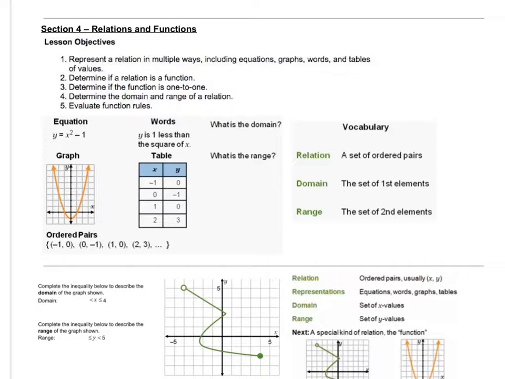Okay, this is a video for Algebra 2. This is Unit 1, Section 4, and this is relations and functions. Okay, and here are our objectives.